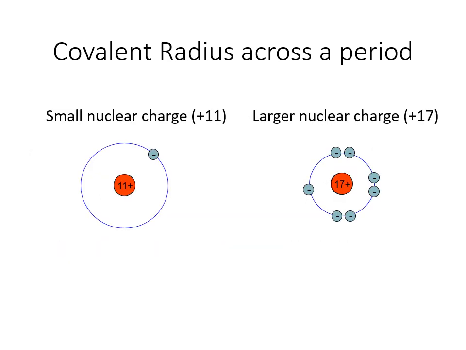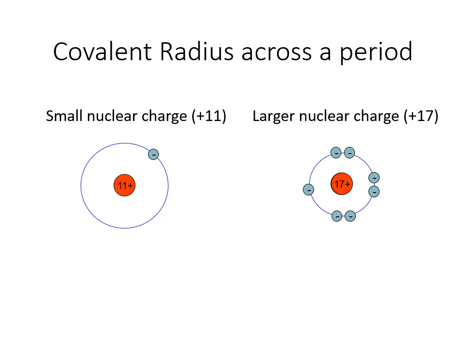So here are two atoms. We have sodium on the left-hand side, which has a nuclear charge of 11 plus, and then chlorine, which has a larger nuclear charge of 17 plus. And it's the fact that we have more protons in the nucleus that means that it is able to drag those outer electrons and attract them more strongly than the sodium can. And so therefore, the outer electrons are pulled closer to the nucleus in chlorine than they are in sodium.